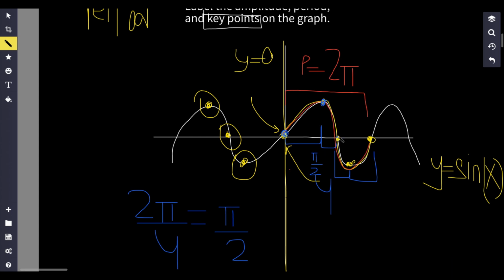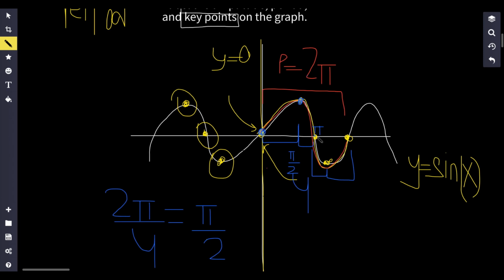So this point is going to be located at pi, because pi over 2 plus pi over 2 gives me pi. The distance between these 2 points is also pi over 2. So this point right over here is going to be located at pi plus pi over 2, which is just 3 pi over 2. And finally, the distance between this point and this point is also going to be pi over 2. So pi over 2 plus 3 pi over 2 gives me 2 pi.